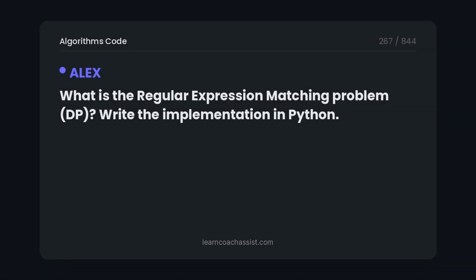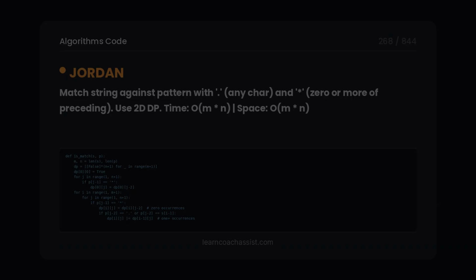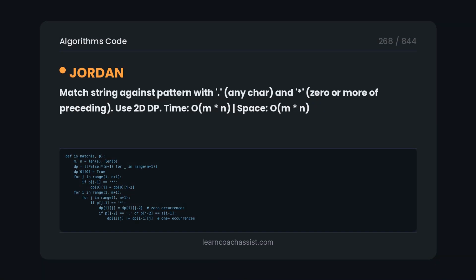What is the regular expression matching problem, DP? Write the implementation in Python. Match string against pattern with dot: any char, and asterisk: 0 or more of preceding. Use 2D DP. Time O(M*N), space O(M*N).